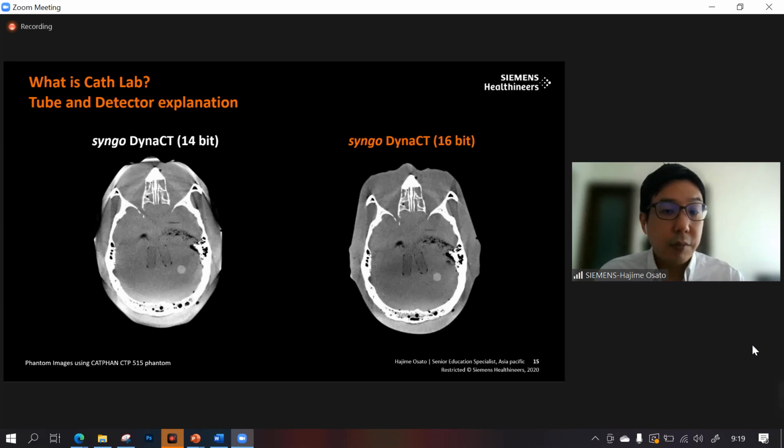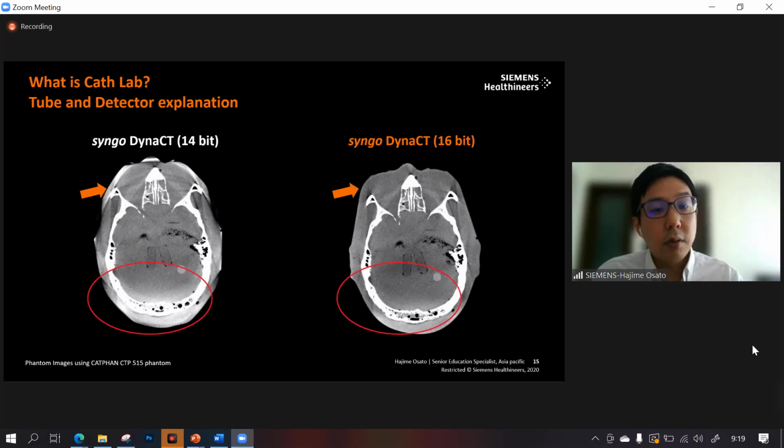So this is the 3D image sample between 14-bit and 16-bit imaging. The image signal was improved by high dynamic range reconstruction. So low contrast resolution improved, as you see. We can see the suppressed white enhanced signal around the bony structures.